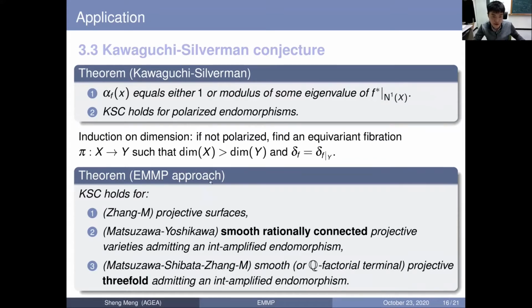Here are some EMMP approaches. John and I showed that they hold for any projective surface without any singularities. And Matsuzawa and Yoshikawa showed that it holds for the smooth rationally connected case admitting an anti-amplified endomorphism. And Matsuzawa, Shibata, John and I showed it for smooth projective threefolds admitting an anti-amplified endomorphism. Indeed, we can weaken this assumption to Q-factorial terminal, because the birational MMP preserves the terminal singularities.